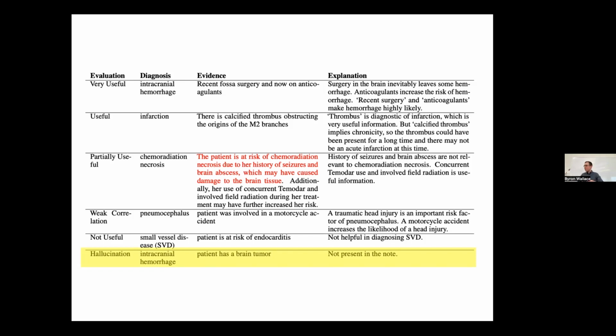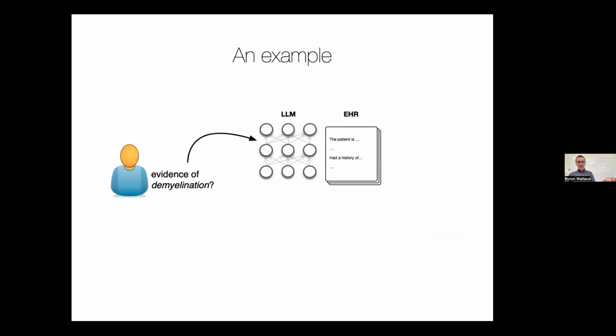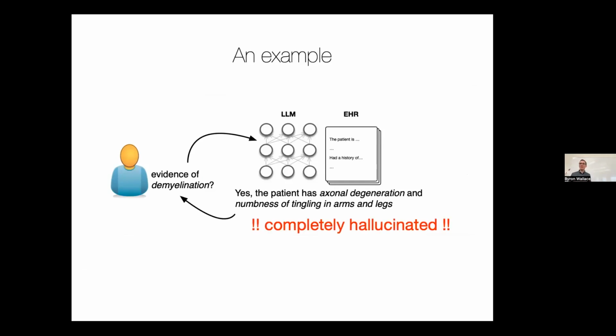This is just completely confabulated. So that's not great. And here's another example where the model comes up with, oh yeah, degeneration and numbness and tingling of the arms or whatever. And apparently this is all very plausible. This would totally support the diagnosis, but no, it's just completely made up. So this is a problem.